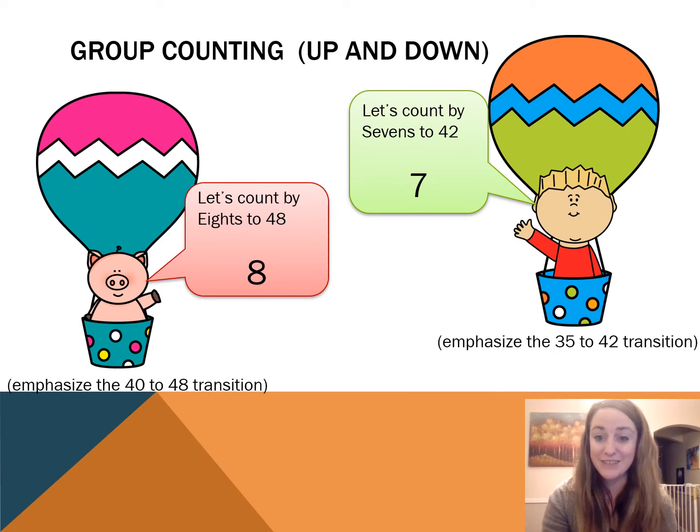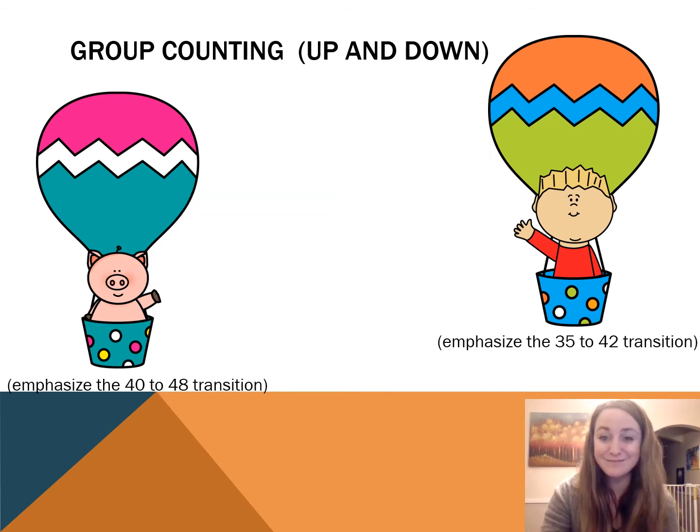Let's count by 7s to 42. Ready? Wiggle it out. Bring it close. Count by 7s to 42 and go. 7, 14, 21, 28, 35, 42. Bring it down. 42, 35, 28, 21, 14, 7, 0.